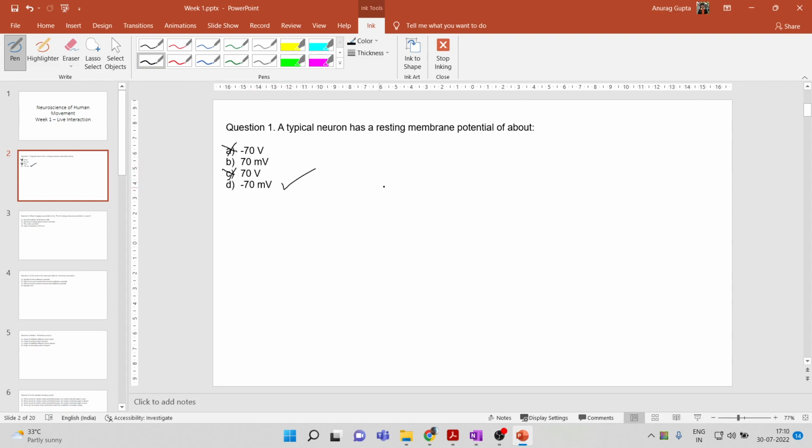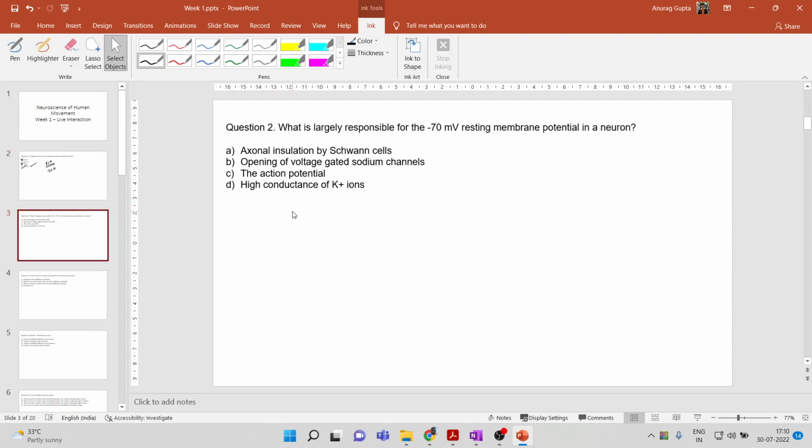we know that, let's say this is the cell membrane, this is the ECF, and this is the ICF. We take the voltage ICF minus ECF. We know that within the cell it is more negative than what is outside the cell membrane, and hence the answer is minus 70 millivolts. You are right. Going on to the next question.